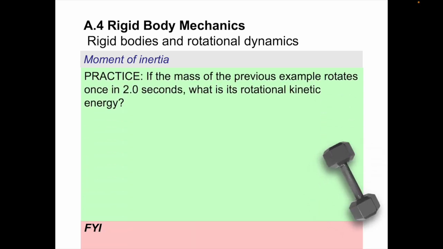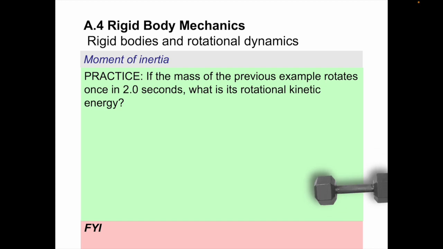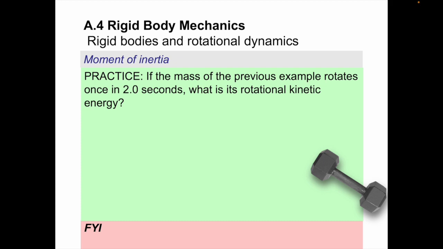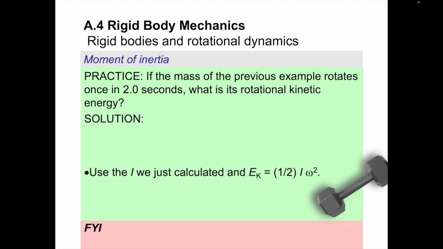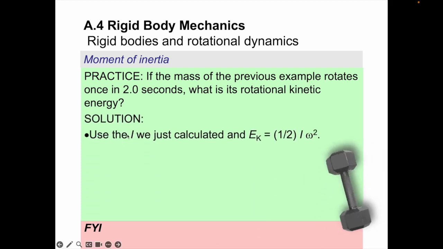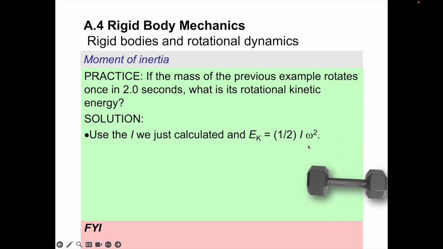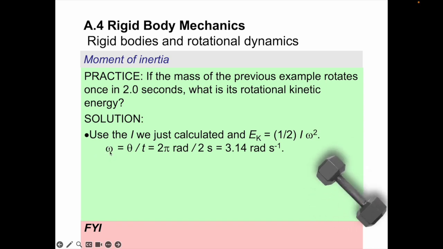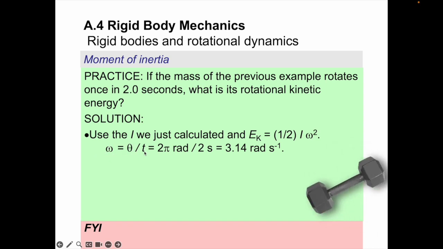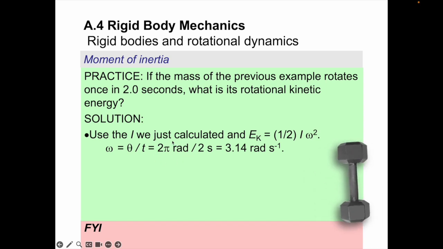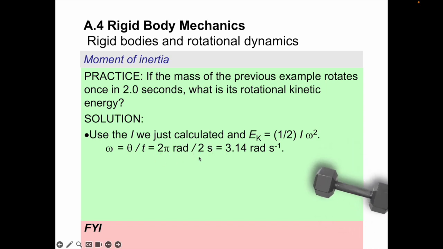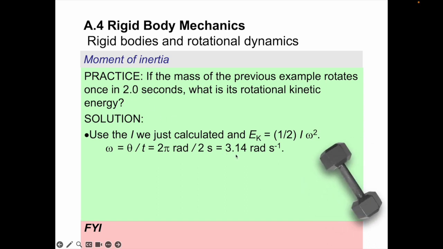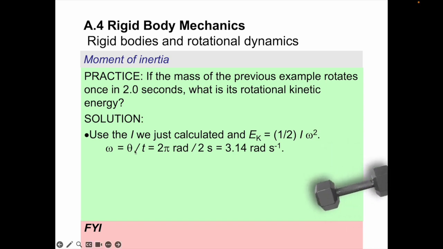Let's do another one. If the mass from the previous example rotates once in 2 seconds, what is the rotational kinetic energy? So now that we have the moment of inertia, can we find the kinetic energy? Well, if we say that our I is the one we just calculated, let's jump in and see if we can find EK. So our angular velocity, remember, is the radians per second, and that's going to be 2 pi if we go all the way around the circle every 2 seconds. And that's what we got from our problem up here. That's going to give us 3.14 radians per second. That's going to be our angular velocity.